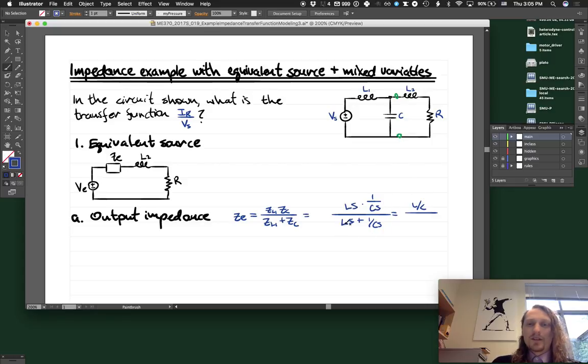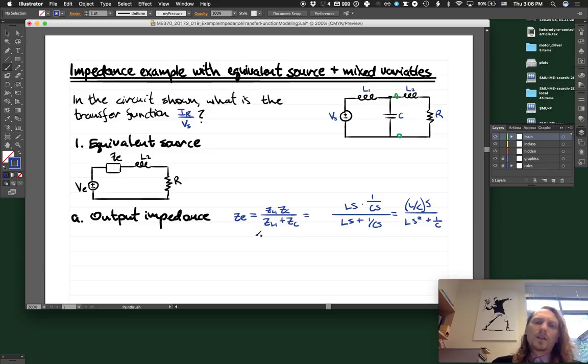Cancel the S's. We wanted to multiply numerator and denominator by S. Sorry, so L over C is the coefficient of S. I want to make sure that that's clear. And we have L S squared plus 1 over C.